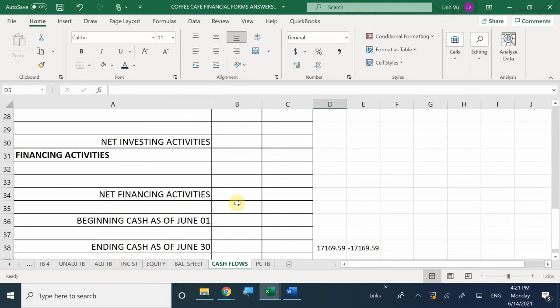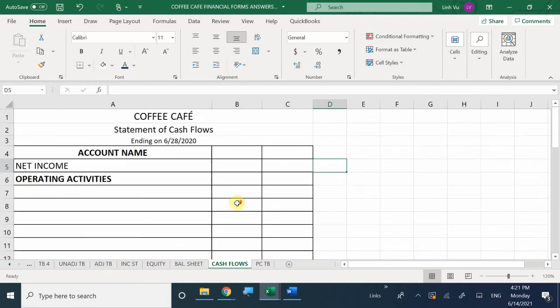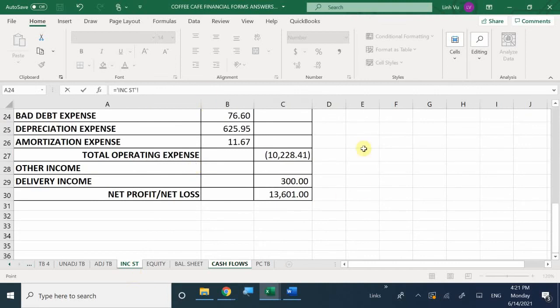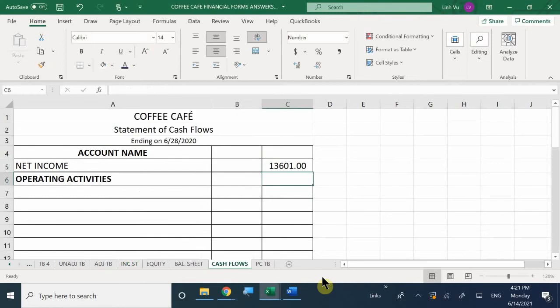So let's go ahead and dive right in, and I'll explain each one first. You're going to start off with your net income. I'm going to use this on my right side to figure that out. So in this case, what was my net income or my net profit? 13,601. That's where we're going to start off, with my total net income of 13,601.